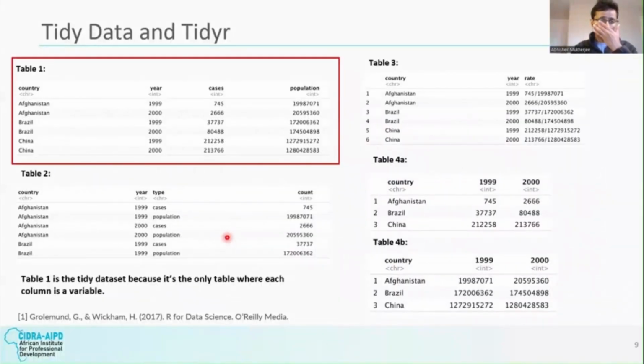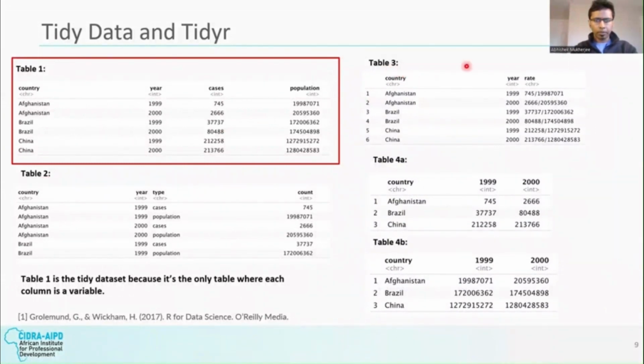Yeah, so here in the slide, we had seen that table 1 was in a tidy format and all the other data sets were in a non-tidy format. And we had seen how we had converted the non-tidy data sets of table 4a and table 4b to a tidy format using the pivot longer function, and we had converted the non-tidy data set table 2 into a tidy data set by using the pivot wider function.